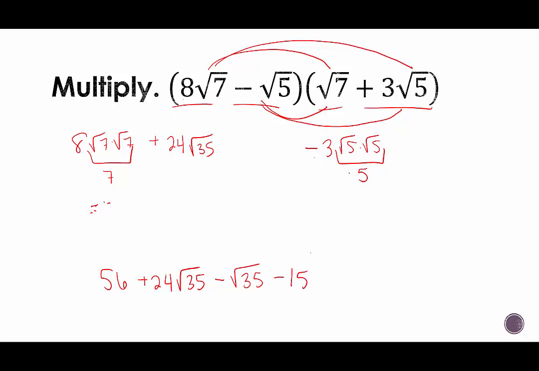Now we want to combine like terms. We have a constant 56 and a constant negative 15, so that's going to give us 41 when we combine those. Then we have 24 radical 35 and negative radical 35, so we're taking away one of the root 35s from the 24 we had here. That's going to leave us with 23 times the square root of 35, and this would be our final product.